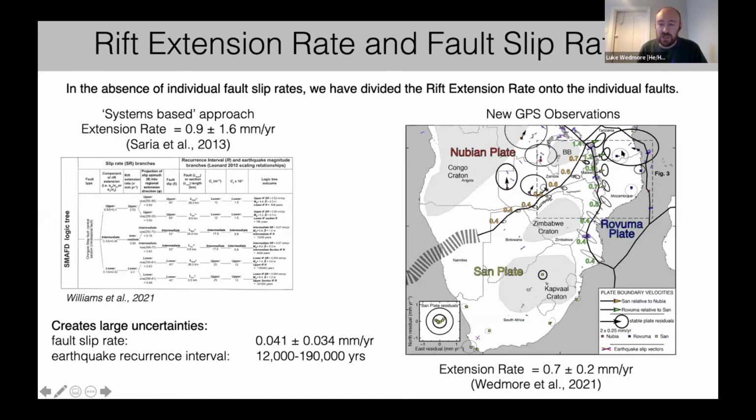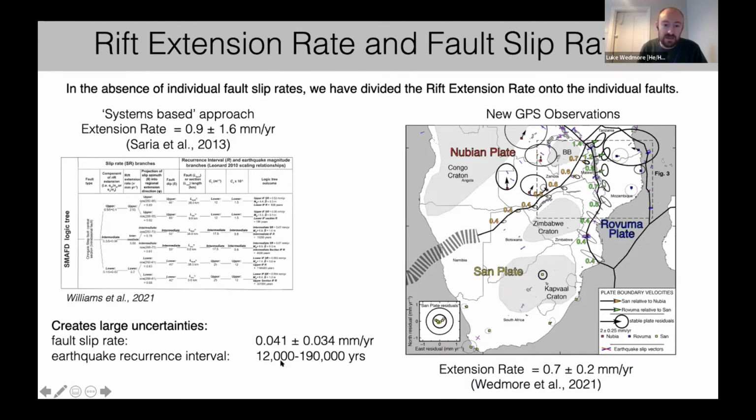So these new GPS observations have reduced the uncertainty from 1.6 millimeters per year down to 0.2 millimeters per year, and slightly reduced the overall extension rate. So this is now the extension rate across the Malawi Rift. And as part of this package, these observations, we were actually also able to define a new tectonic plate in Southern Africa called the Sand Plate, which nobody previously knew of its existence.